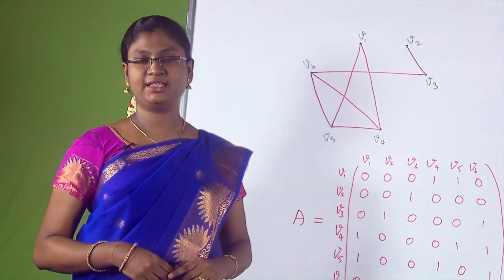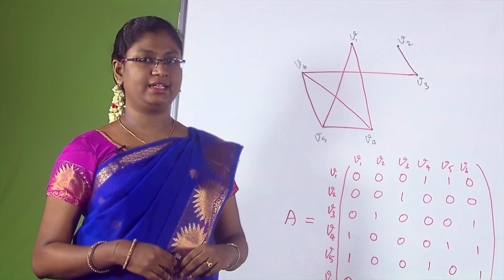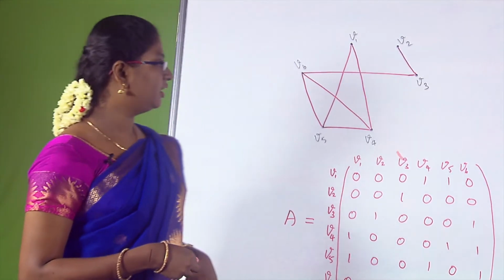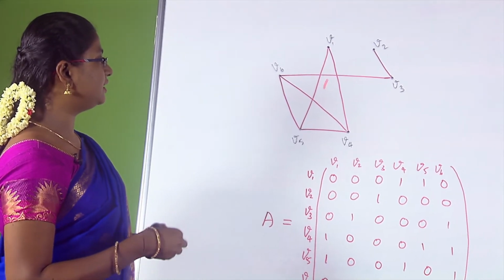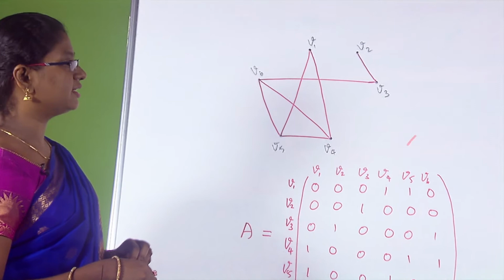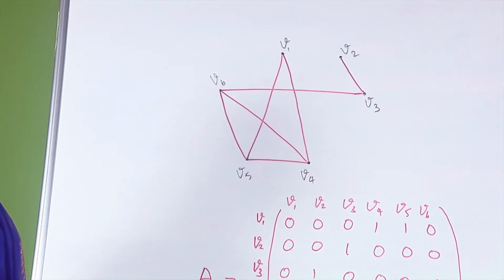Now, we have seen the definition of adjacency matrix. Let us see some examples regarding adjacency matrix. Here we are going to see two examples. In the first one, we are going to represent this graph as an adjacency matrix, and in the second one, we are going to find the graph associated with this adjacency matrix.